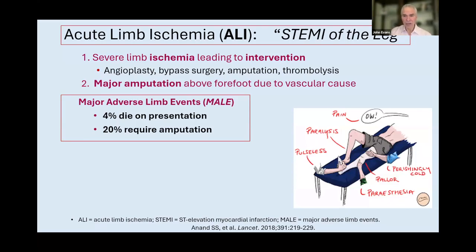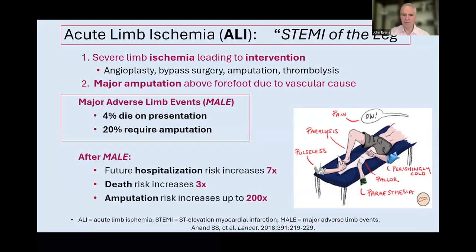Now, the problem is, even if the patient survives with a leg, for the rest of their life, their hospitalization risk goes up 7 times. The risk of them dying of a vascular cause goes up 3 times. And the risk of having an amputation goes up to almost 200 times. So having one of these MALE occur is not good. And so really, we should be doing everything we can to keep our patients from reaching this level.